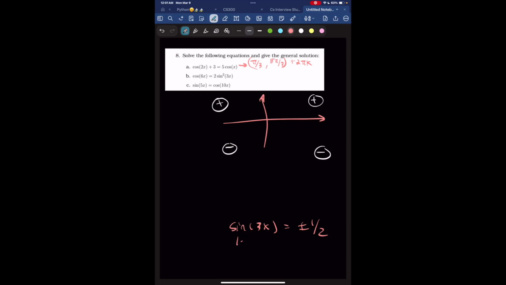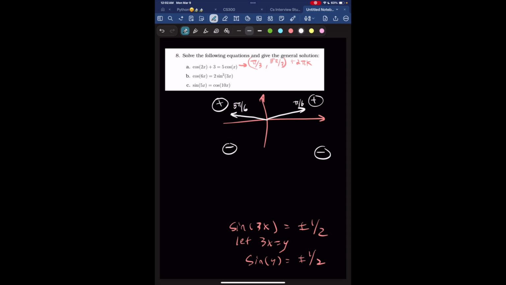Well, if we let 3x be equal to y, then what values of y give positive half? Well, this special angle is pi over 6, which looks something like this. That's pi over 6. And sine is also positive in the second quadrant. To turn a first quadrant radian angle into a radian angle in the second quadrant, we simply do pi minus that radian angle. So pi minus pi over 6 gives 5 pi over 6. So that looks something like this.